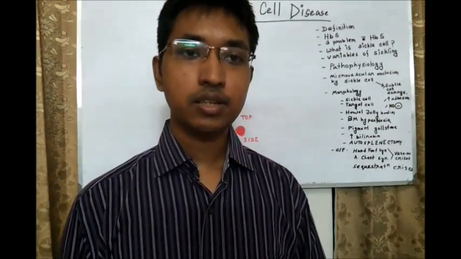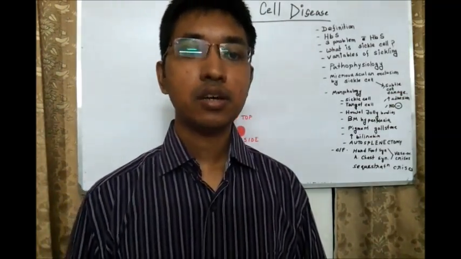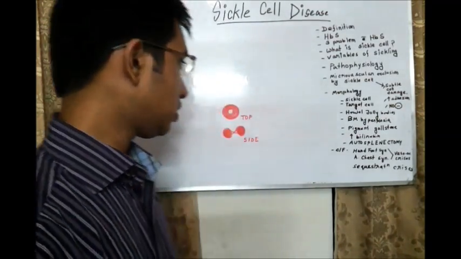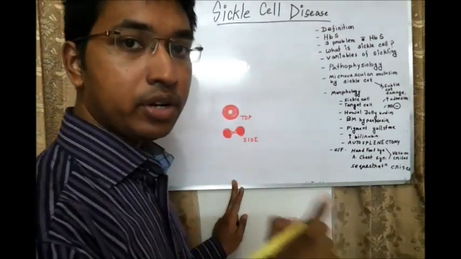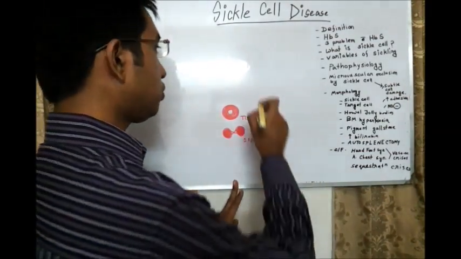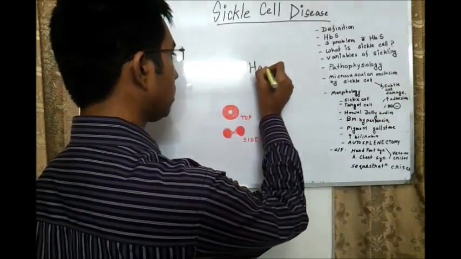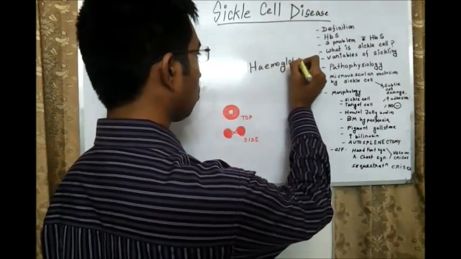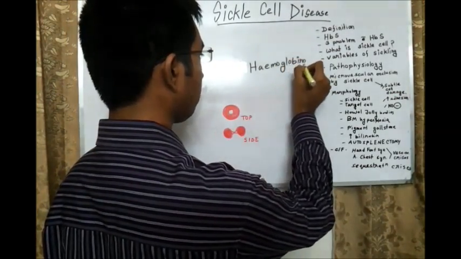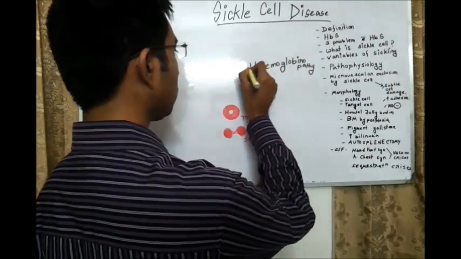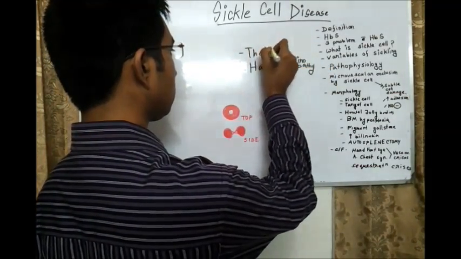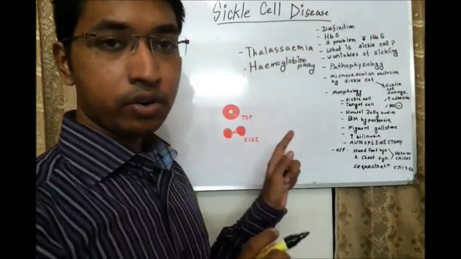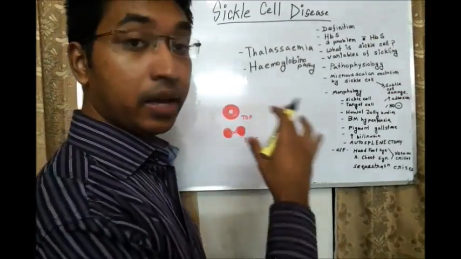So what did I say in the definition? First I said this is a hereditary hemoglobinopathy. Now this is important. Always remember, disorders of hemoglobin are of two types. One is hemoglobinopathy, and the other one is thalassemia. Both are disorders of hemoglobin, but they are not the same.